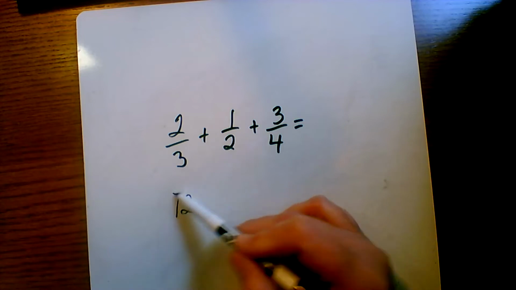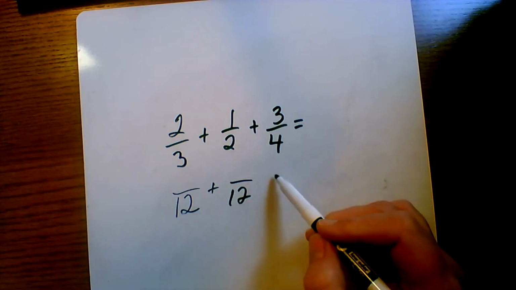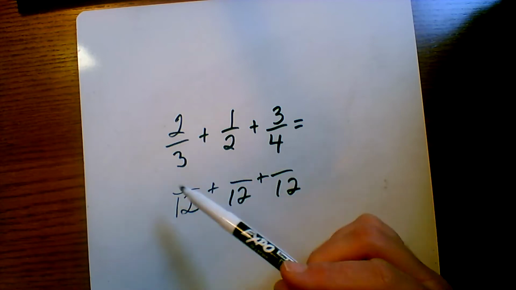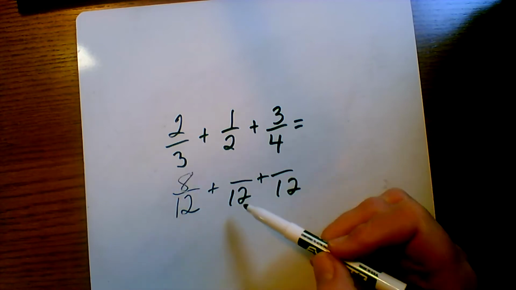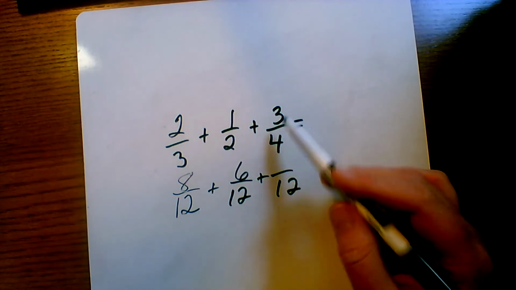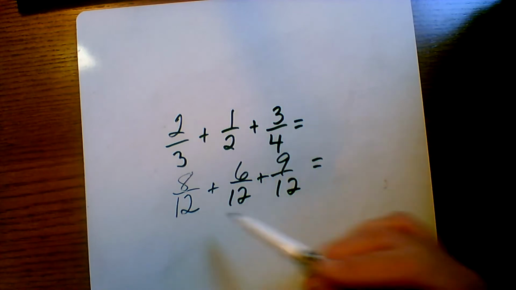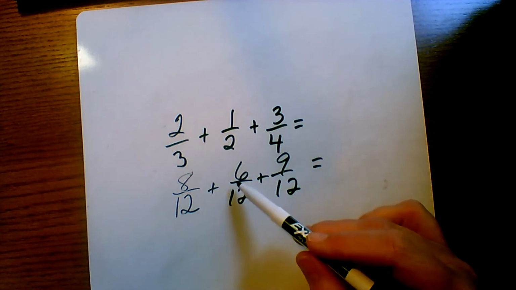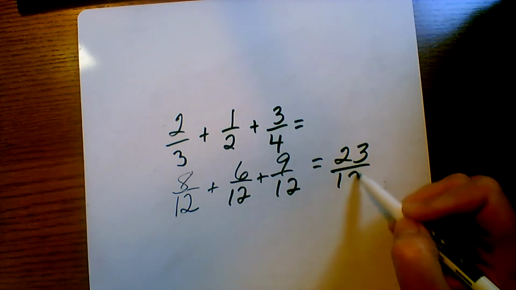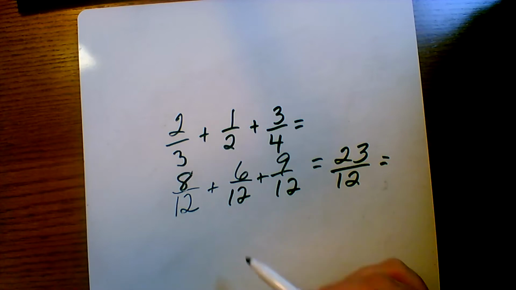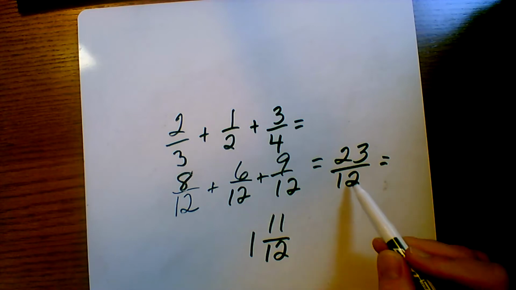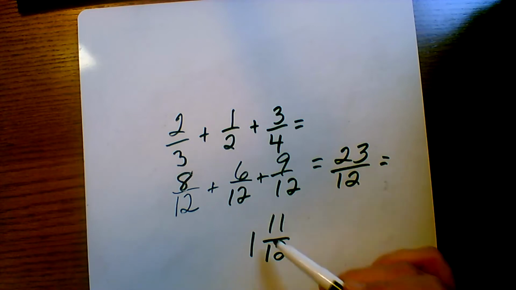So if we make each of these 12, 3 goes into 12 4 times, so 4 times 2 is 8. 2 goes into 12 6 times, 6 times 1 is 6. 4 goes into 12 3 times, 3 times 3 is 9. And then we simply add. So this would be 15, another 8 would be 23, 23/12. And 23/12 can simplify to 1 11/12. 12 goes into 23 one time, there's 11 left over.